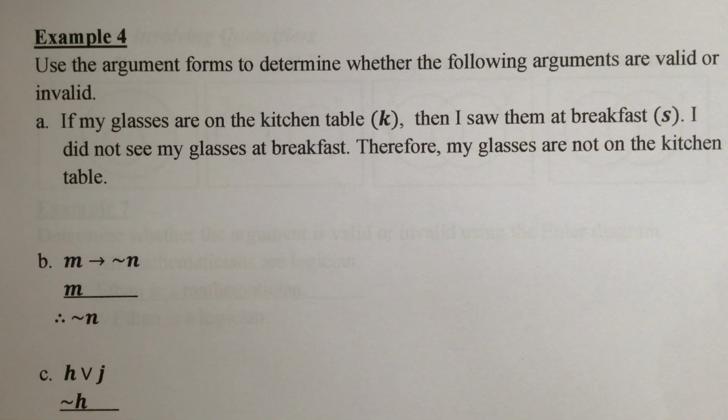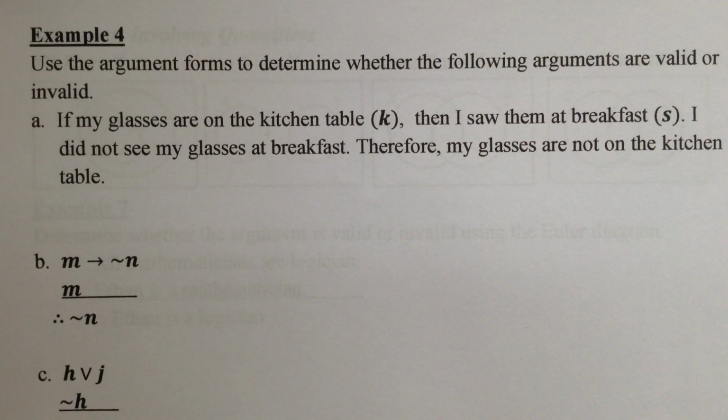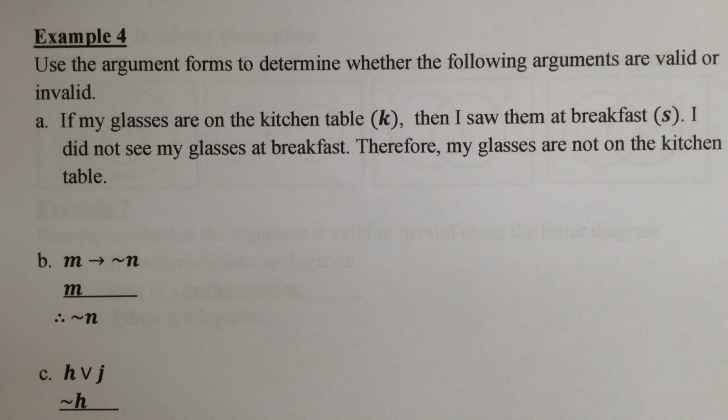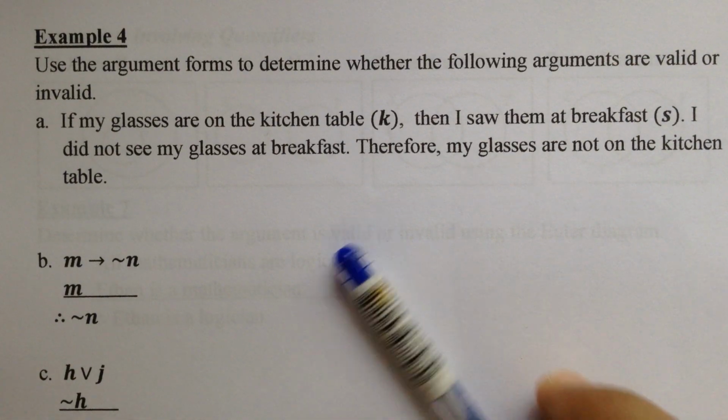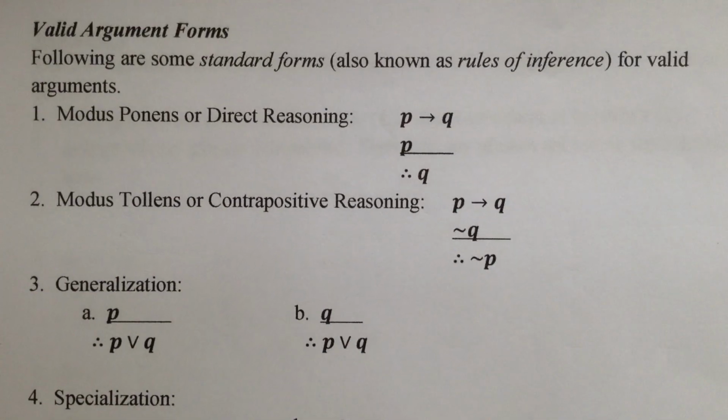Okay, again, this is a continuation of our discussion about determining whether the argument is valid or invalid. This time, we're going to use a different method. From our first two videos, we talked about determining the argument to be valid or not valid using the truth table. The different method that I'm talking about is the method that uses the standard forms, or what we call the valid argument forms.